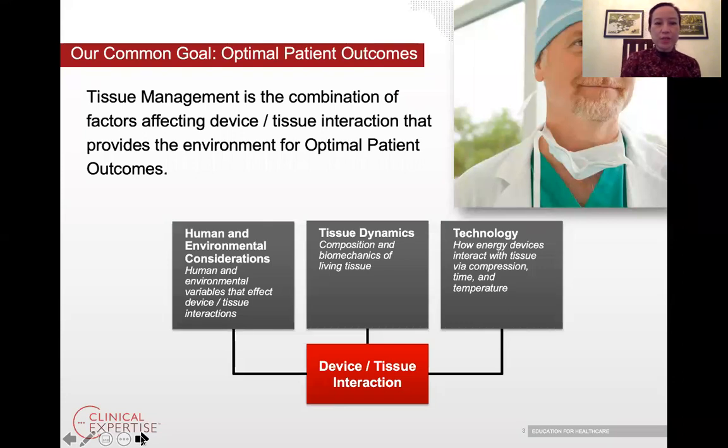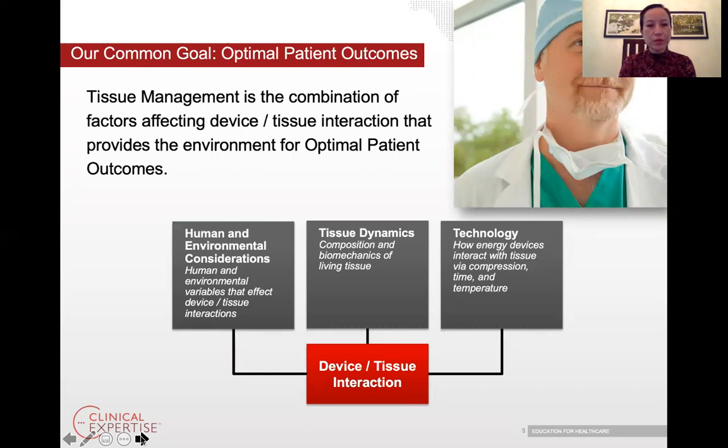The goal of tissue management in surgery is to optimize patient outcomes. It must be recognized that the utilization of any surgical device requires interaction between the user, the device, and the tissue. Each of these has characteristics that can affect the outcome. Understanding these characteristics is crucial to maximizing the effectiveness of the device.